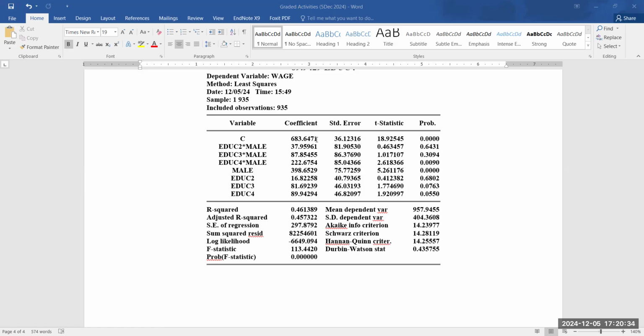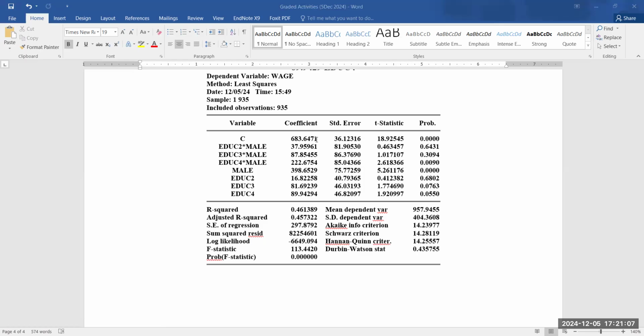to follow. Now the education variables. First, education category 2, which is secondary education, has a coefficient of 16.82. The probability is 0.6802, which is more than 5% and therefore not significant. So secondary education adds no statistically significant difference to wages compared to primary education for females.